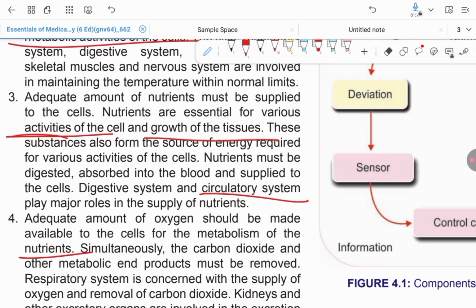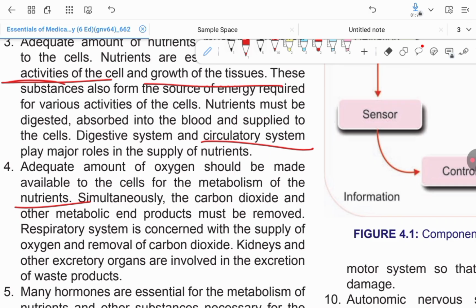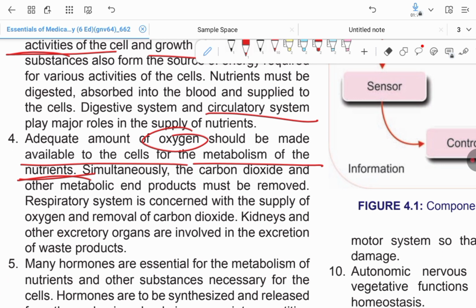An adequate amount of oxygen should be made available to the cell for the metabolism of the nutrients. We have seen that for respiration, for production of energy, we require oxygen. Simultaneously, in the process of energy production, there is a formation of carbon dioxide and other metabolic products.